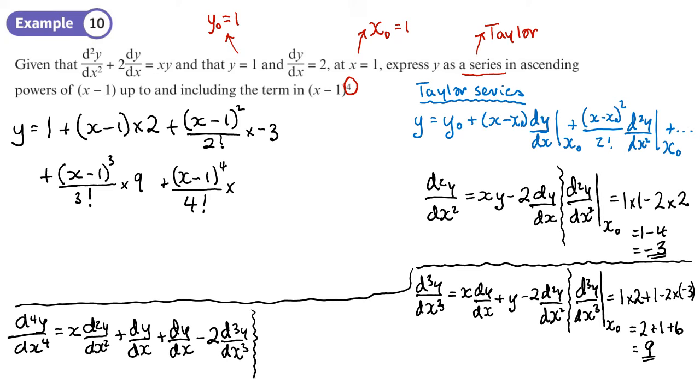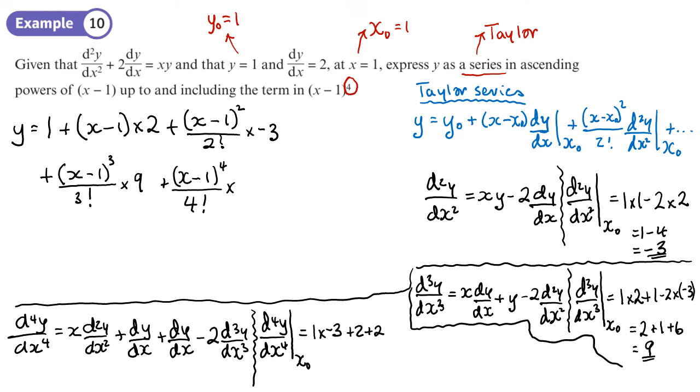So now we'll substitute in our initial conditions here. So I'll just put x0 here. So let's go through this and work out what it's going to be. So x, which is 1, so 1 times the second derivative, which we worked out was negative 3. So this part becomes 1 times negative 3. Then we're going to add dy dx. Now that's just 2, and add dy dx again. So plus 2 plus 2.